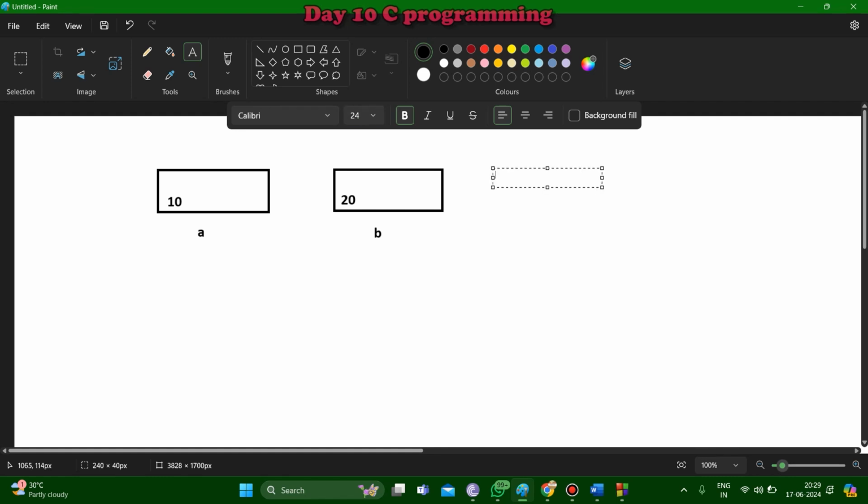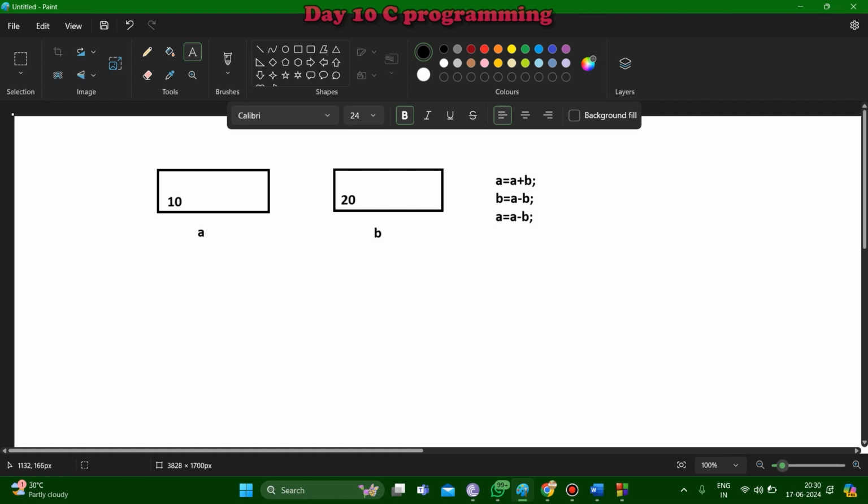Without using a temporary variable: A is equal to A plus B. B is equal to A minus B. A is equal to A minus B. So this is the formula.